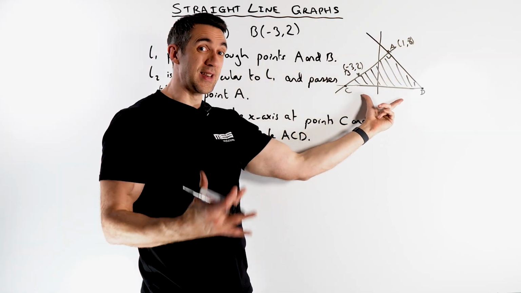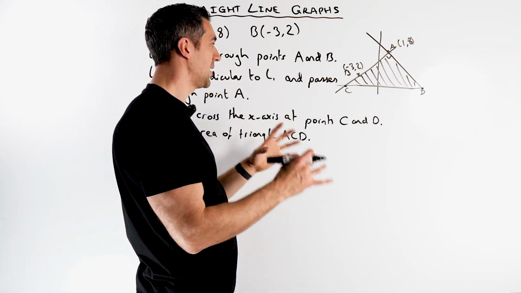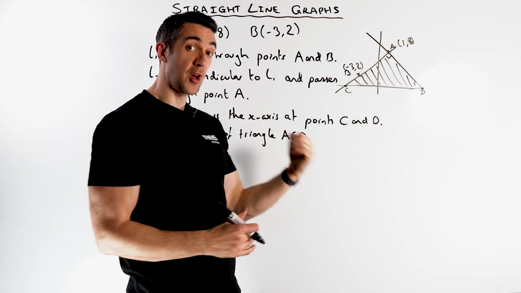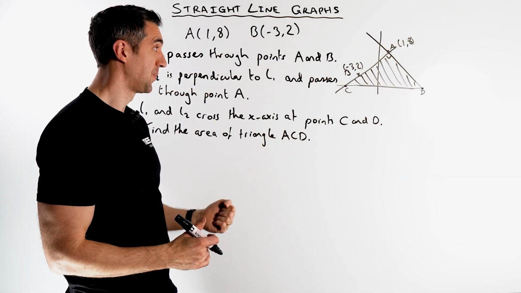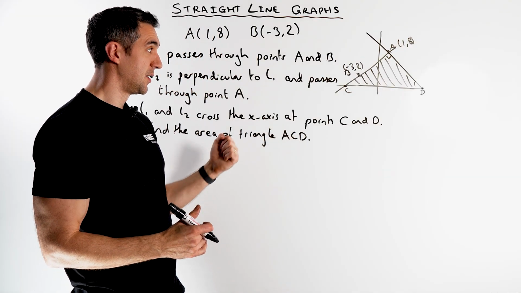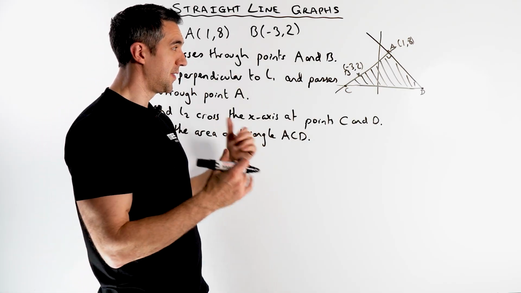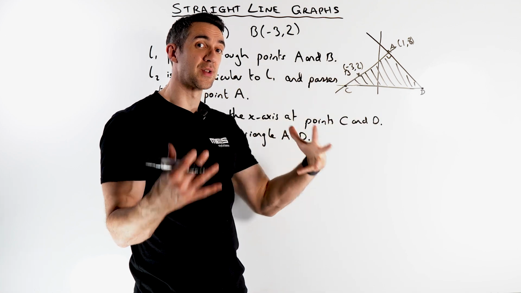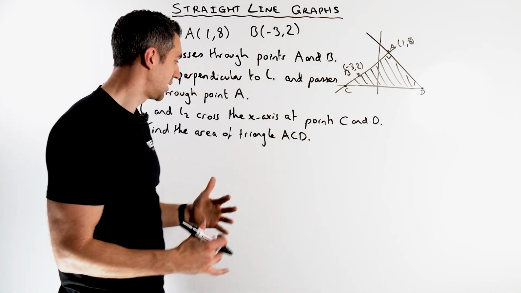Now to work that out, I need to know what points C and D are. So you go, right, okay, if I need to know what these 2 points, C and D, would be, how am I going to do that? Well, I know they're on the x-axis. So if they're on the x-axis, I know that y is 0. And then what would I need to know? I need to know the equations of these lines.